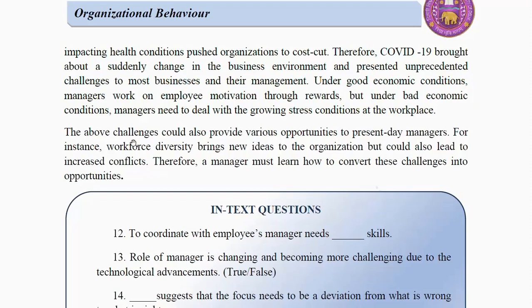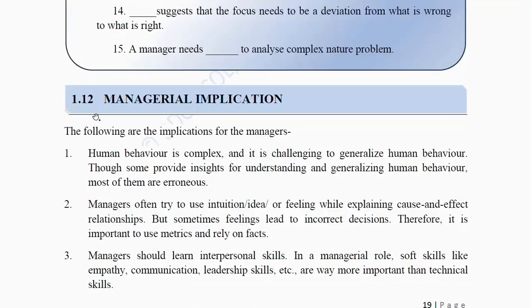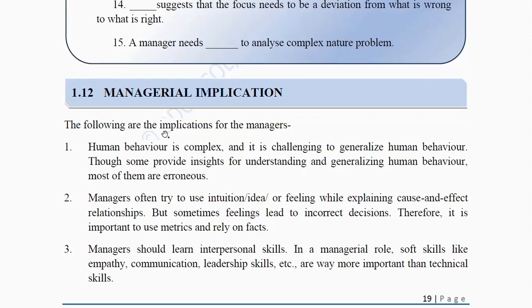The above challenges could also provide various opportunities to present day managers. For instance, workforce diversity brings new ideas to the organization, but could also lead to increased conflicts. Therefore, a manager must learn how to convert these challenges into opportunities. 1.12, Managerial implications. The following are the implications for managers.